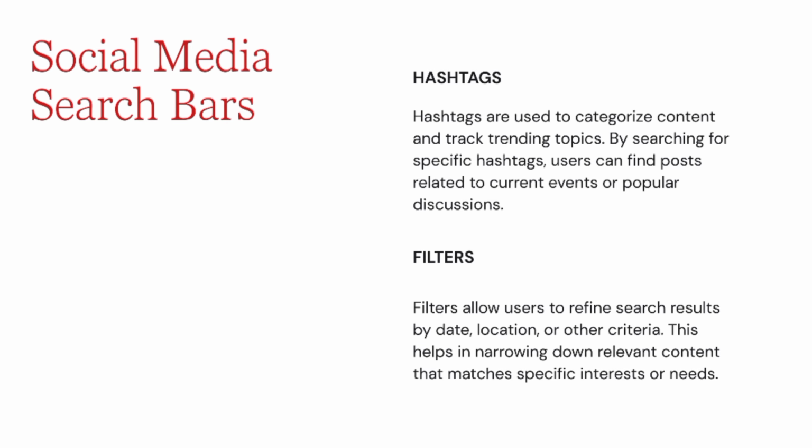Social media search bars. Social media platforms are searchable databases, if you know how to use them. Hashtags can help track how a story is spreading. Filters allow you to sort posts by date or location. This can help you identify the original source of a claim instead of relying on reposts. Instead of scrolling passively, you start investigating actively.